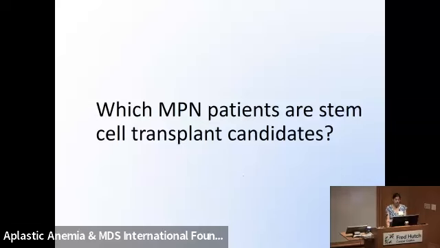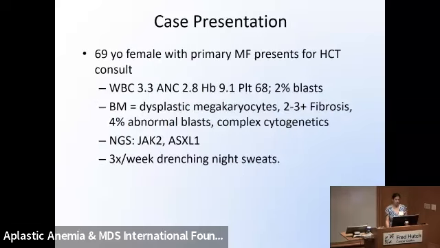So which patients are stem cell transplant candidates? I'm going to use this patient example, and this is actually one of Dr. Halpern's patients. I don't know if she'll recognize who this is, but this was a 69-year-old female with primary myelofibrosis, who came to me through Dr. Halpern for a consult. She has a low white count, a low hemoglobin, low platelets, and some blasts already in her peripheral blood. I think Dr. Halpern sent her because she already had 2 to 3+ fibrosis, and 3+ is the highest score, and she had these pre-leukemia cells in her bone marrow.